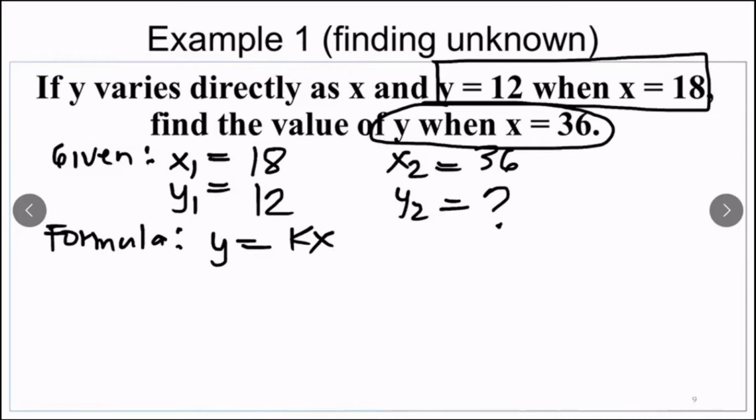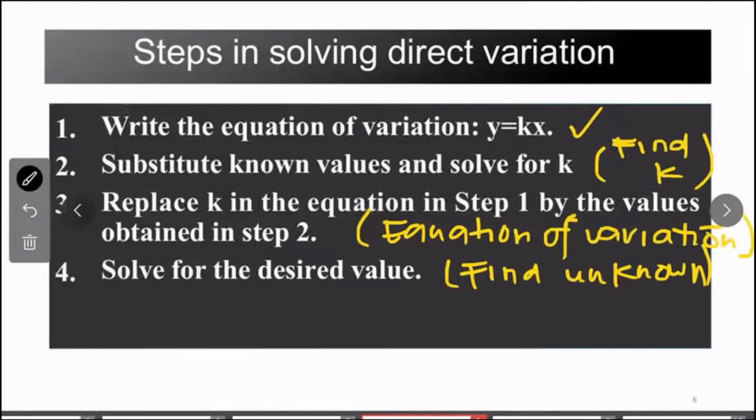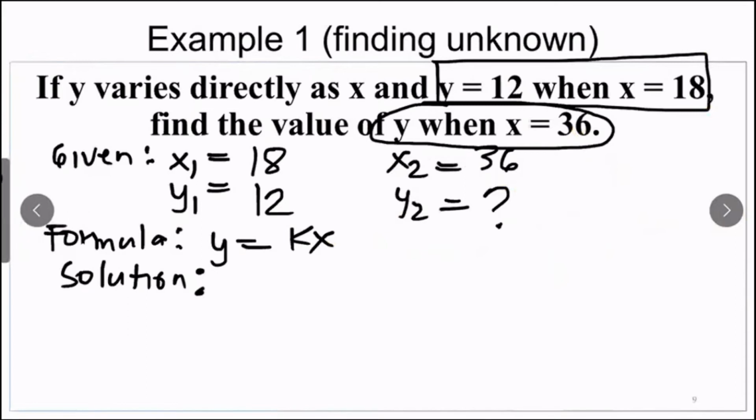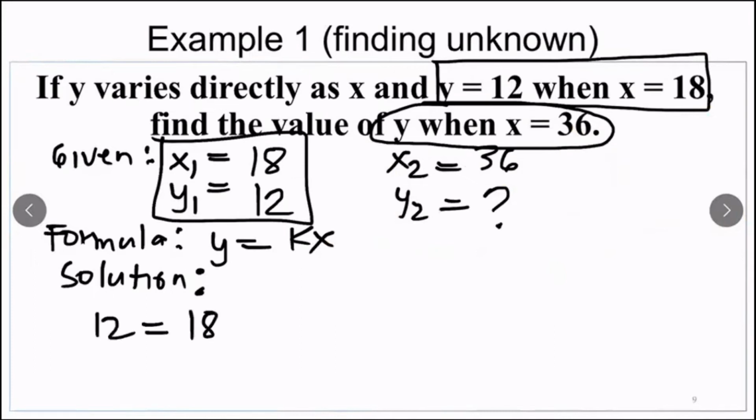Next, after the formula, we will now write the solution. In the solution, always remember for the first part, we need to identify the k, just like in our step number 2. Therefore, identifying k, we substitute the first initial given. We have x sub 1 is 18, y sub 1 is equal to 12. Substituting the given, it will become 12 equals k multiplied by 18.